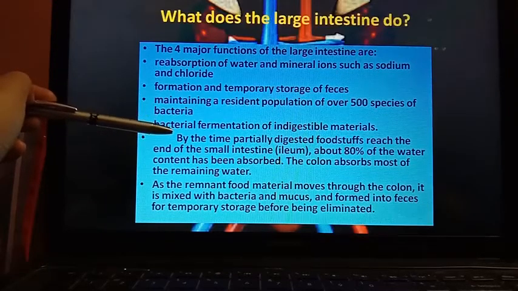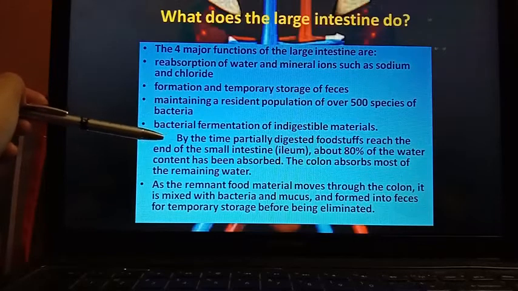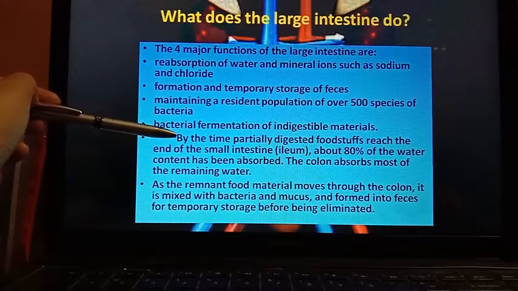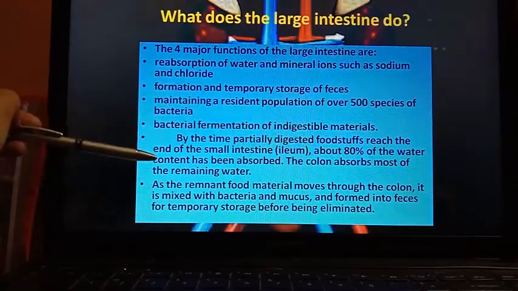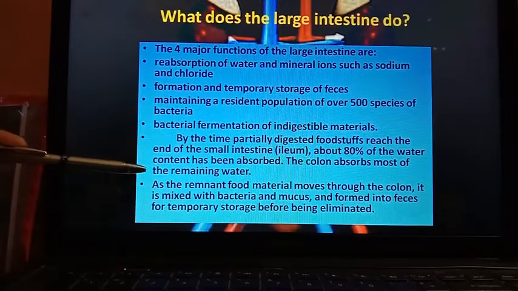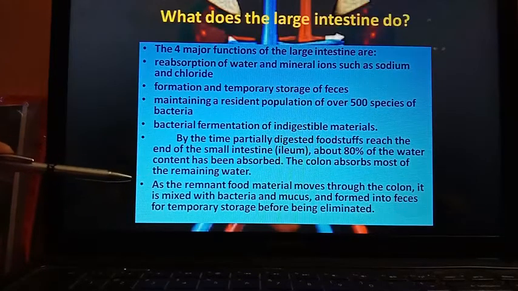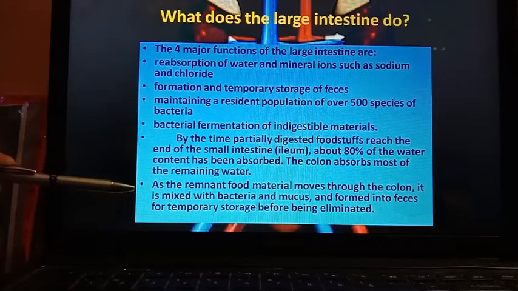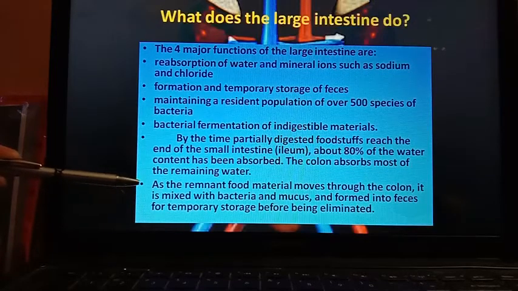By the time partially digested foodstuffs reach the end of the small intestine, about 80% of the water content has already been absorbed. The colon absorbs most of the remaining water. So whatever water is left in the undigested food, the colon reabsorbs that water. As the remnant food material moves through the colon, it is mixed with bacteria and mucus and formed into feces for temporary storage in the rectum, and after that it is eliminated through the anus.